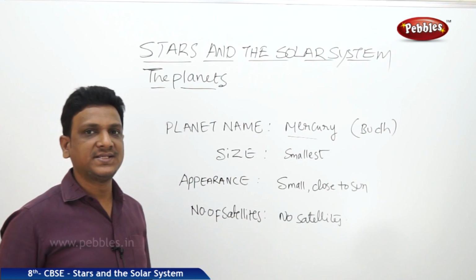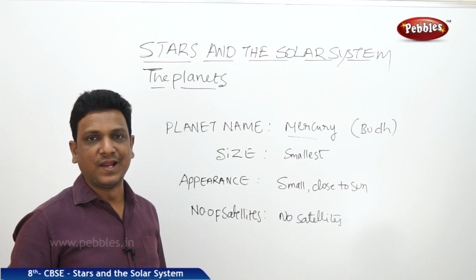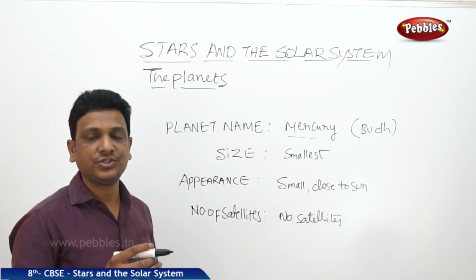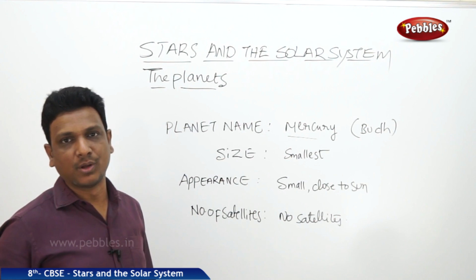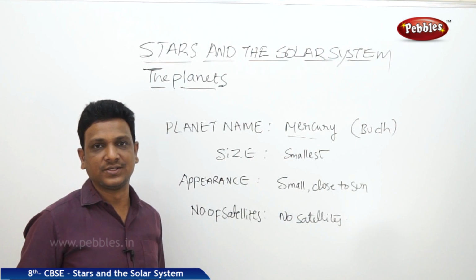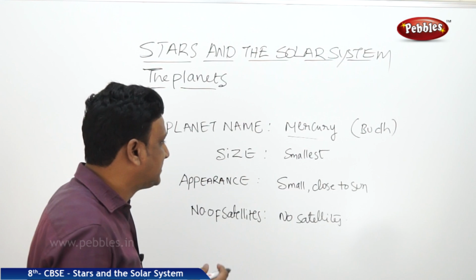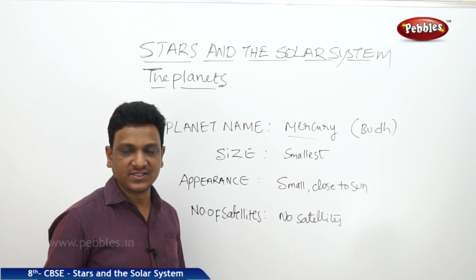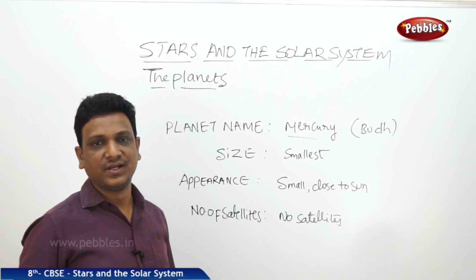So this Mercury is the smallest planet in the solar system. It is smallest, and from the distance it is the first, close to the Sun. As it is very close to the Sun, it is not visible properly because the brightness, the glare of the Sun covers this planet. So you are not able to see it properly as it is very close to the Sun.